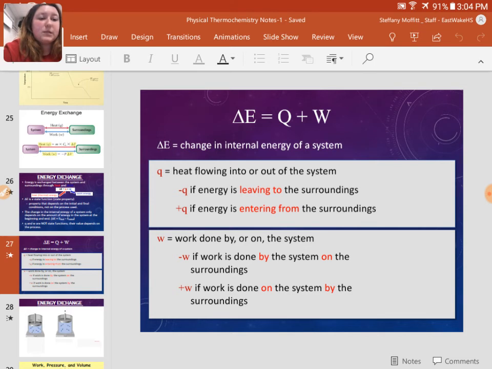W is work done by or on the system. If W is negative, the work is done by the system on the surroundings, so the work is done onto the surroundings. Think of it like if you are working in a field, you're going to be pretty negative if you are working really, really hard for the surroundings. If W is positive, then the work is being done on the system by the surroundings. So think of it like if work is being done on you, like if you're at the nail salon or something, or you're at a restaurant, the surroundings are doing work on you so that you can be happy and positive.